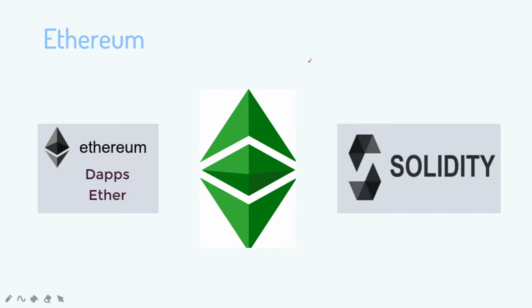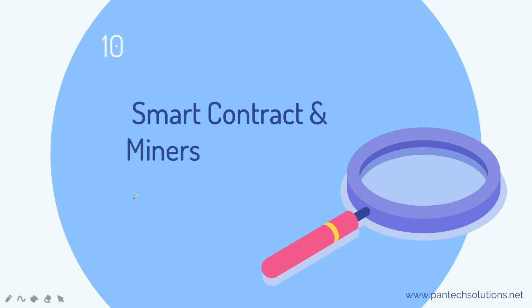But we need some language, right? Like Python, which is used for machine learning, deep learning or data science, and is trending now. In the same way, to build a blockchain we need some language. The language we are using here is called Solidity. This is the language used to build applications, development applications, Ether and all. So next one, smart contracts and miners.